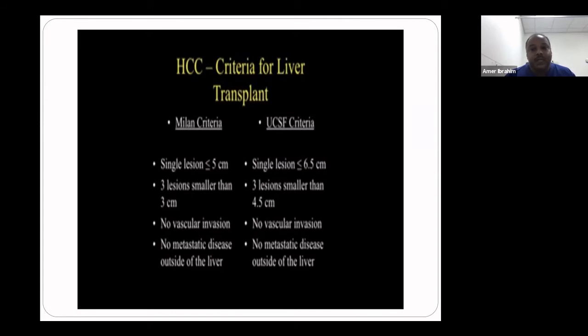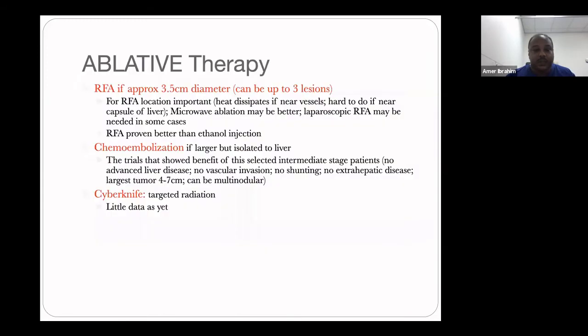For the extended criteria, these lesions are less than 6.5, and even 3 lesions, again, but not more than 4.5 in size, and there is no vascular invasion and there is no metastasis outside the liver. So the ablation techniques, we have 3 known ablation therapies.